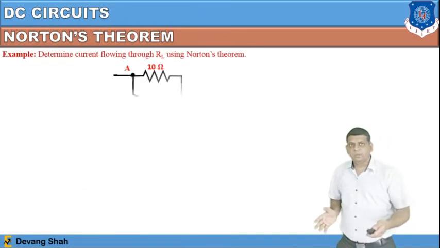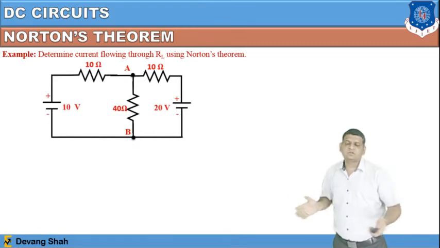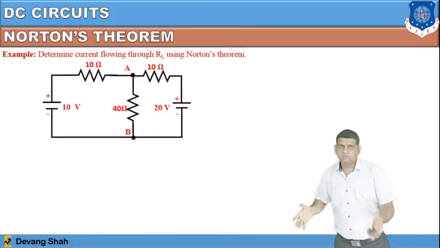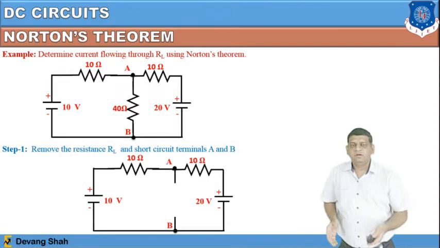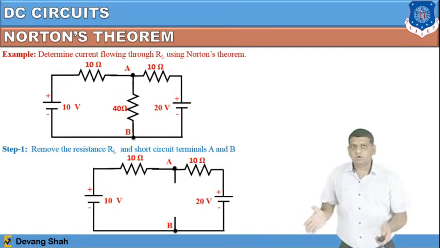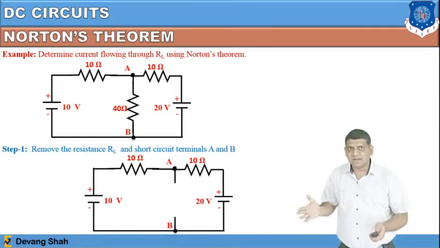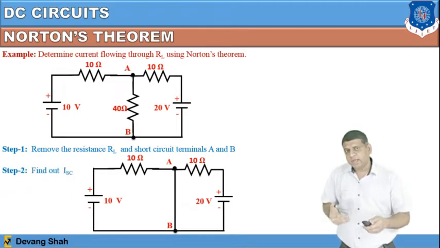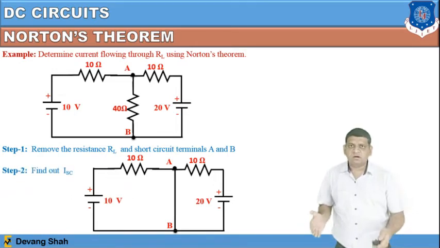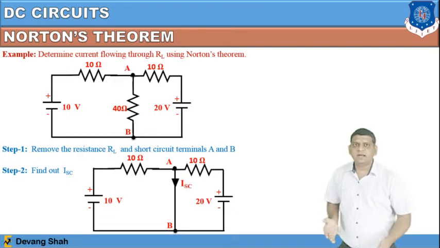Again, we are going to repeat the same example that we discussed during the theorem here. You can see this, where there are 2 voltage sources, 10 volt, 20 volt, and 3 resistances, 10, 10 and 14 ohm, where again you have to remove the RL and you have to make A and B short. So you can make A and B short, and whatever current is passing through A and B, that current is ISC current. So my next job is to find ISC current.